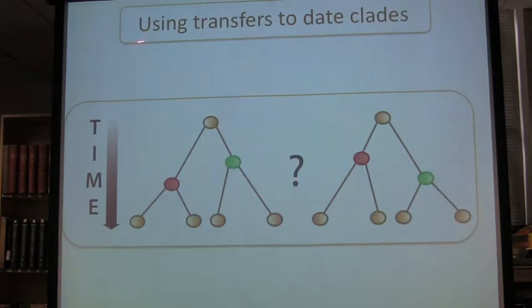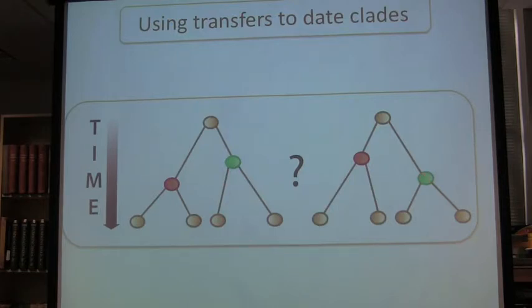And then another interesting thing about transfers is that they allow us to date clades. So to try to illustrate this point, let's look at this species tree. We have the same species tree on the left and on the right, but we want to know which of those two nodes is the oldest one. So in this case, we have the red node that is younger than the green node. In that case, it's the reverse. The red node is older than the green node.